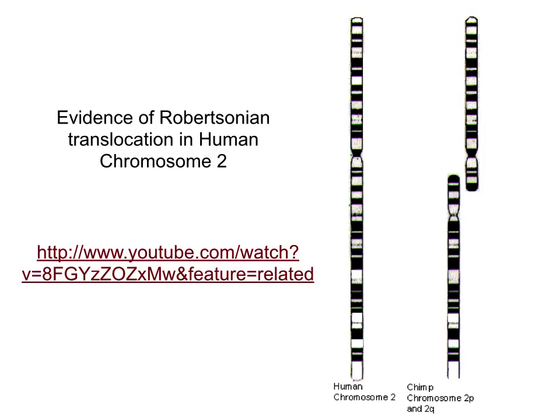Okay, so let's take a break, and then we'll start on chapter 7 when we get back. That's a good example of, pretty famous, Robertsonian translocation. Or Robertsonian fusion, sorry.